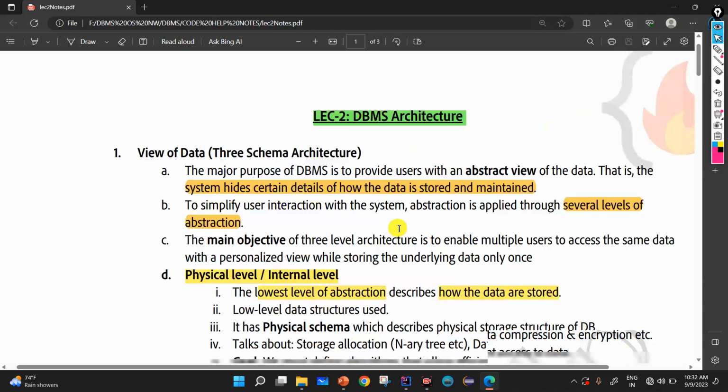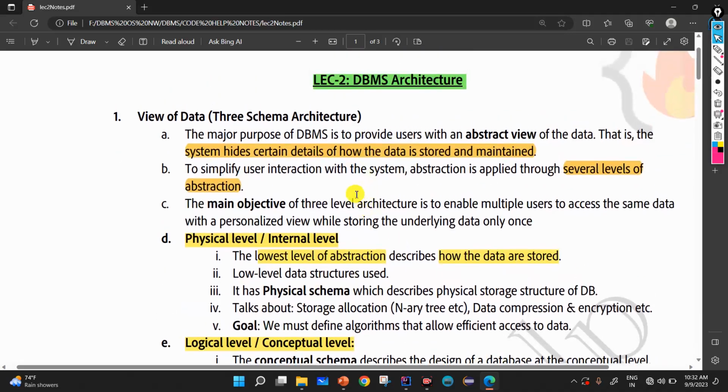Okay, so we are moving to the next lecture, that is lecture number 2, DBMS Architecture. So the first topic is our view of data through schema architecture. Let me explain this topic in a simple manner.